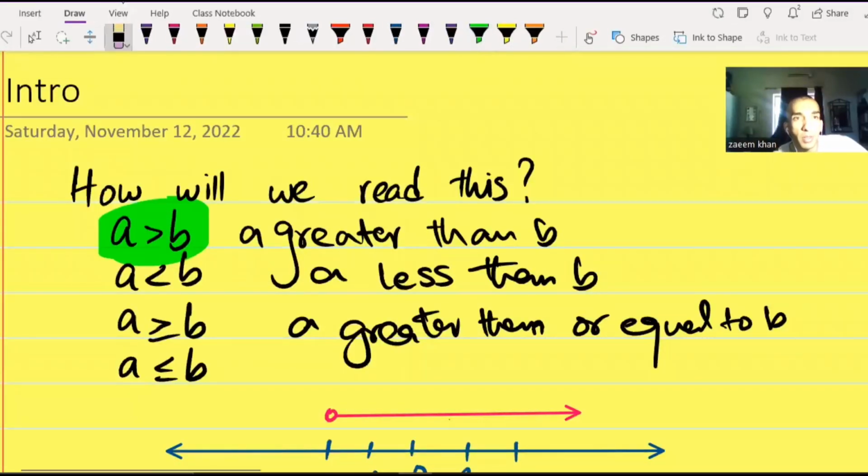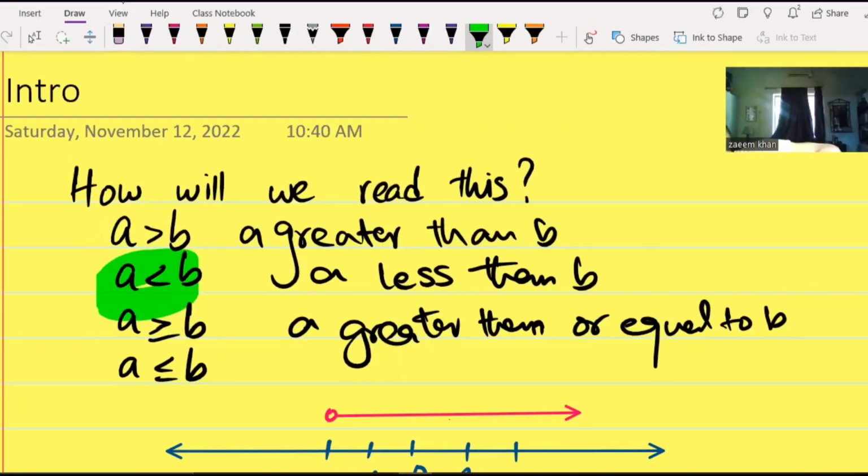Okay, the first statement you're going to read like you're going to say A is greater than B. Whichever way this sign is facing, that symbol, that variable, that number happens to be greater than the other, right? Similarly, how will you read this?